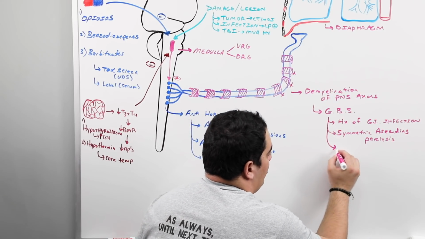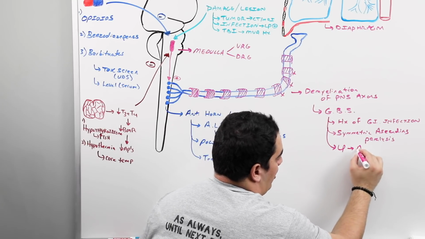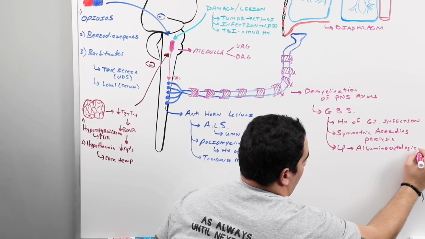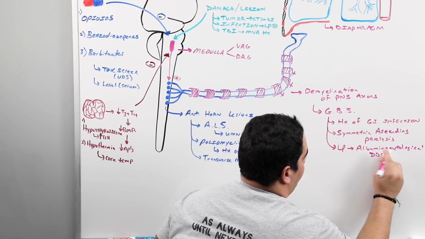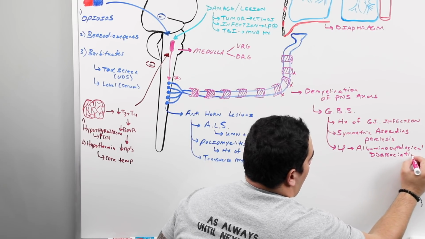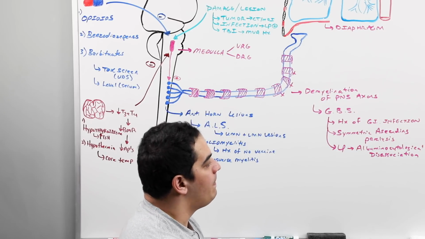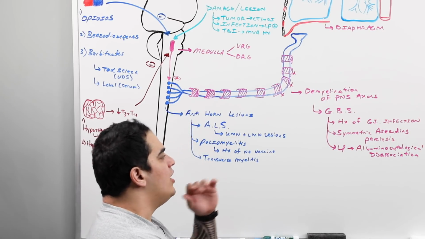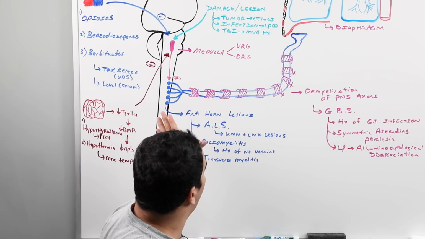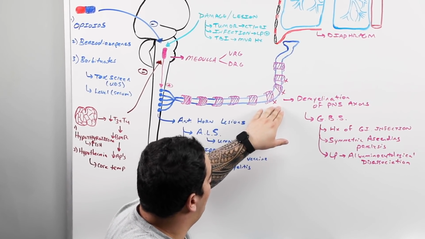And other things that you could do, if you really want to go the extra mile, they do LPs, lumbar punctures, and they look for what's called albuminocytological dissociation. Okay? That's basically they have a lot of protein present within the cerebrospinal fluid and not a lot of white cells, okay? So a bunch of different things that you could do for this one as well. So we've kind of gone through GBS. We can figure out if this is the underlying cause.